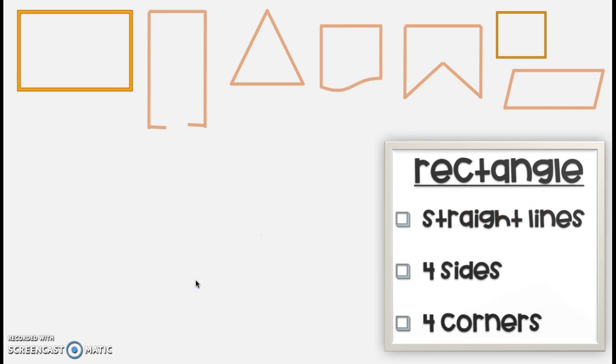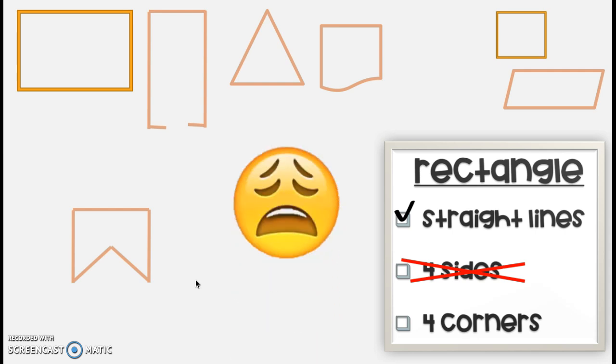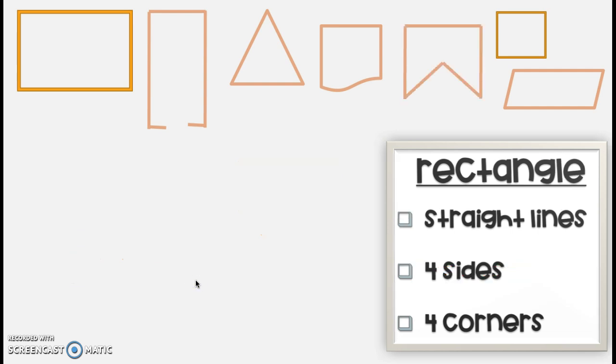Okay, oh man, this one. It's going to give you a run for your money. What about this one? Is this one a rectangle? Okay, straight lines. We see that right away. Check. Four sides. I love that you said, I heard you say that. One, two, three, four, five sides. That is not a rectangle. No, you have to have four sides in order to be a rectangle. Shoo, shoo, shoo.